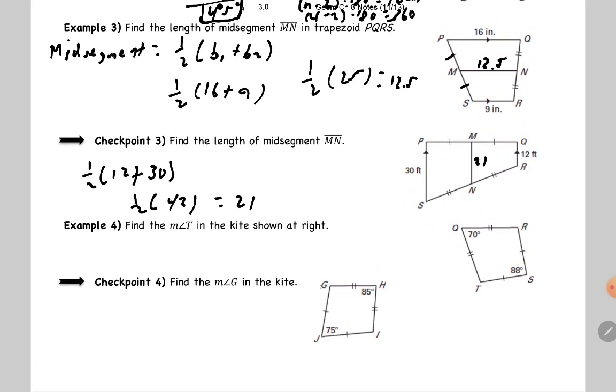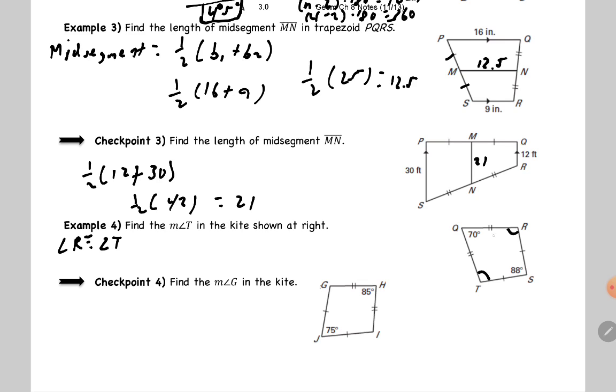Find the measure of angle T in the kite shown. Okay. So we know that the sum of any quadrilateral is 360 degrees. All the interior angles, they add up to 360. And we know that one pair of opposite angles are congruent. And since we know that angle Q is not congruent to angle S, that means angle R must be congruent to angle T.